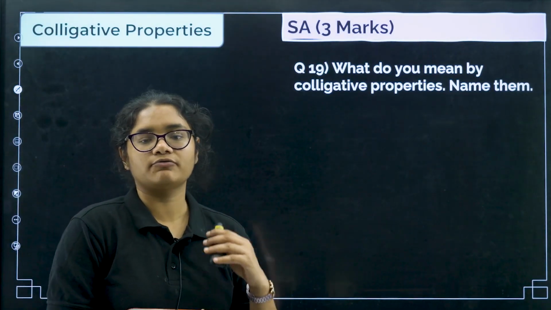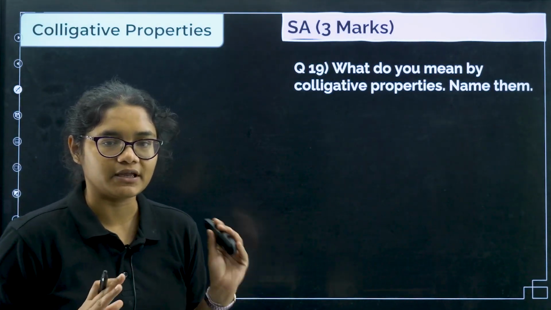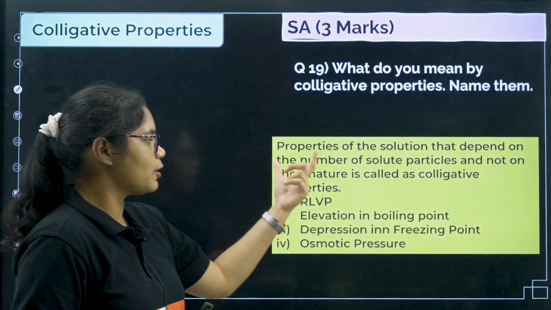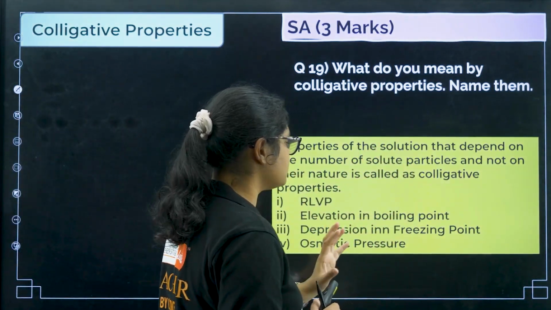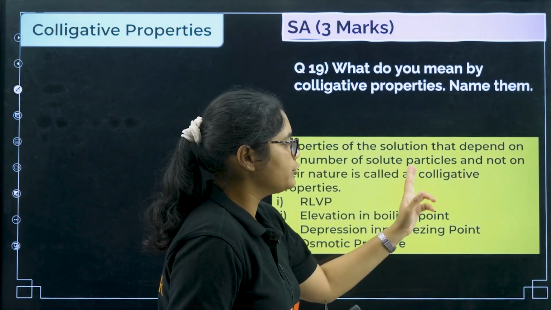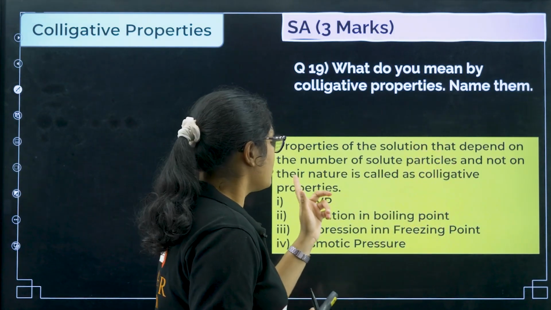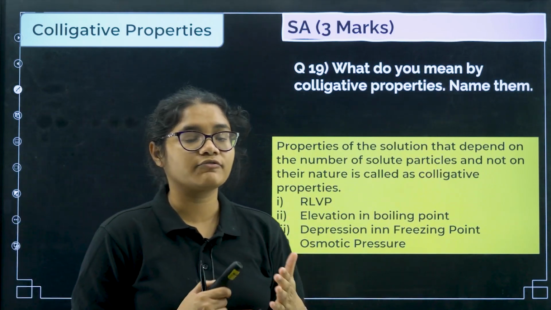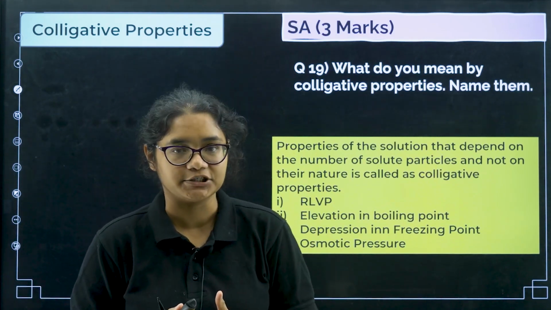Next is colligative properties. This is very important. From here most of the numericals are being asked. So what do you mean by colligative properties, and name them? So the properties of the solution which depends on the number of solute particles and not on their nature is called as colligative properties. Okay, depends on the number of the particles and not on their nature.